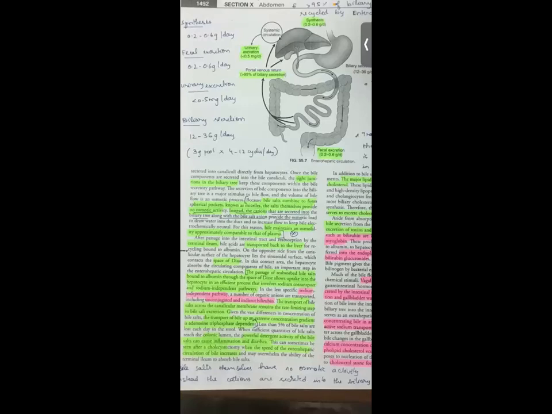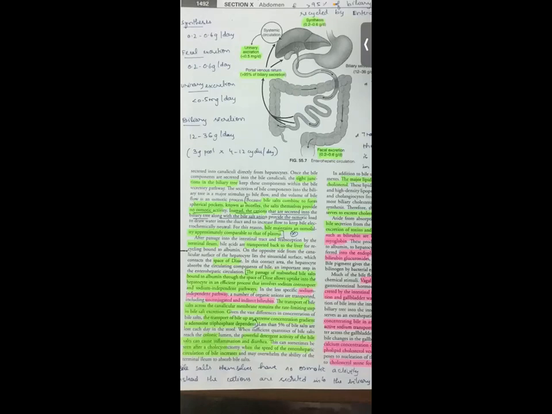So bile as such has no osmotic activity, but bile will have an osmolality equal to plasma, that is around 300. The reason is these cations and anions. For this reason, bile maintains an osmolality approximately comparable to that of plasma. So that is an important concept.